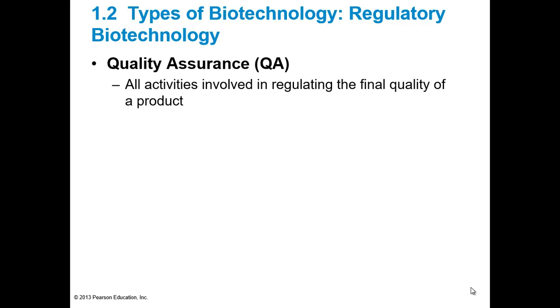Okay. Another type of biotechnology, and in discussing the regulatory environment this semester, we will talk about these roles in biotechnology. But one in a commercial aspect is quality assurance. That is making sure that the final quality of a product is regulated by monitoring all activities that go into that product to make sure that you've got sufficient efficacy of the product, sufficient purity, and that there are no contaminations that are going to cause problems.